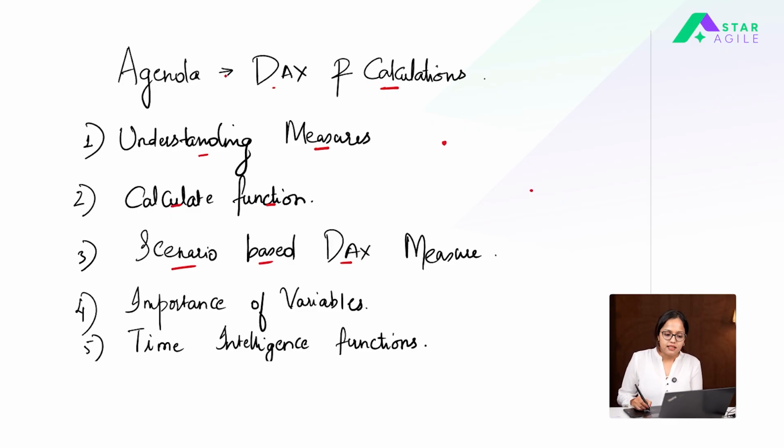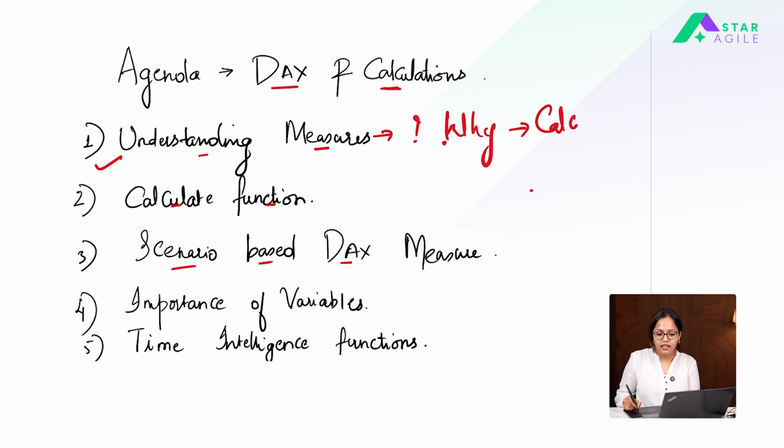So we are going to discuss DAX and its calculations. When it comes to DAX, there are a lot of concepts that you have to understand. The first thing is to understand what measures are, why we use them, what the difference is between a measure and a calculated column, and why not use a calculated column instead of a measure.